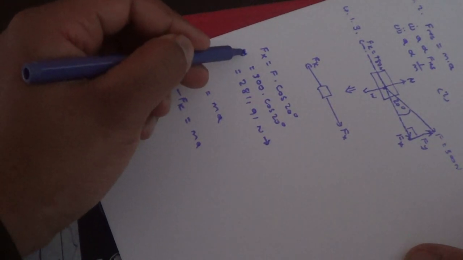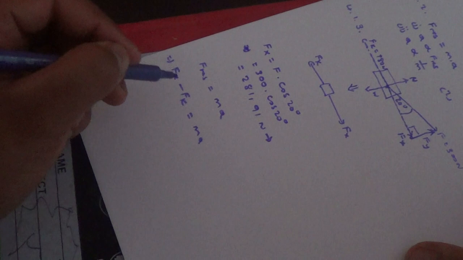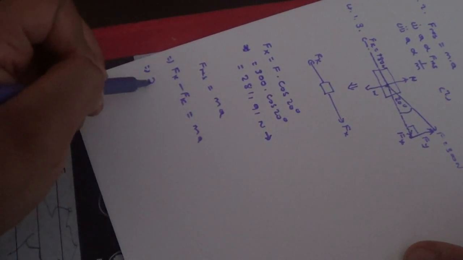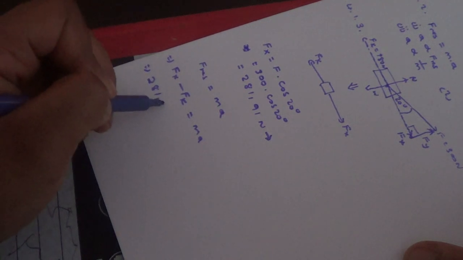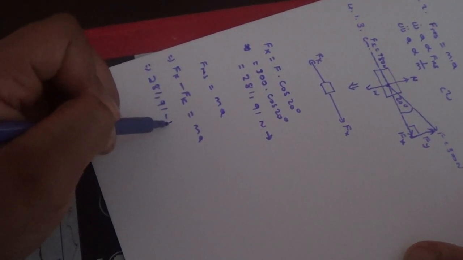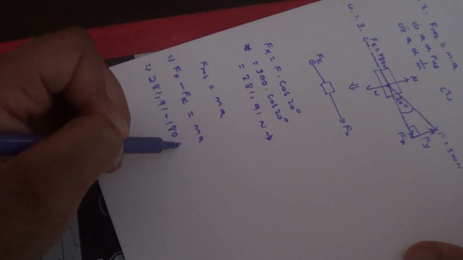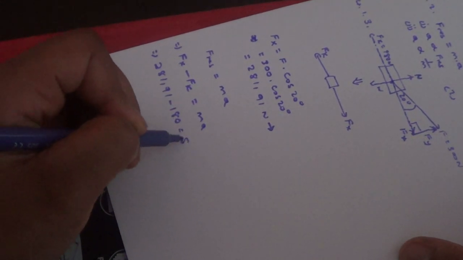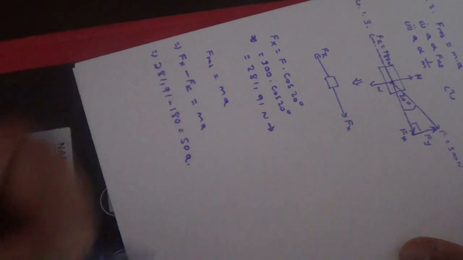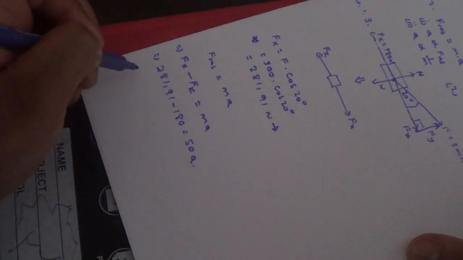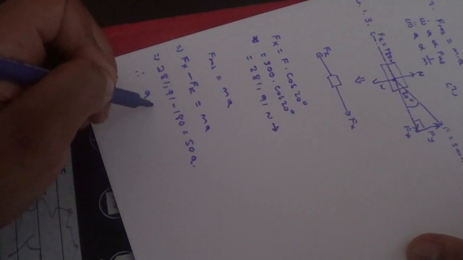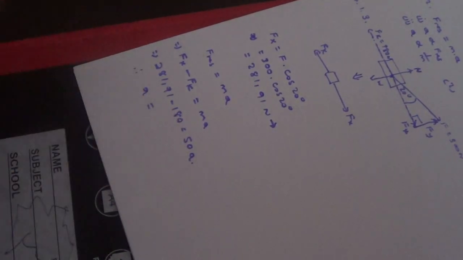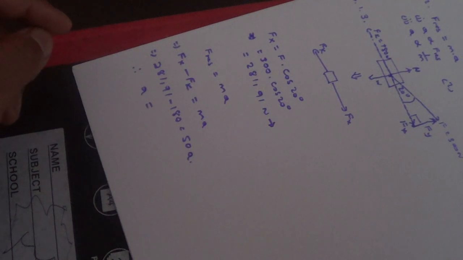This one here, you don't have to do anything. Okay. Then what we can say, this also implies now that 281.91 minus 180 equals the mass we were told is 50 kgs. So this is 50 times a. Then when you make a the subject of the formula, you get an answer. So it's essentially this difference divided by 50. So let's go for it.